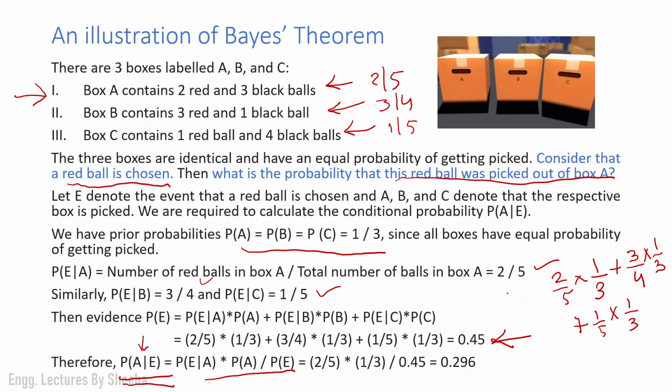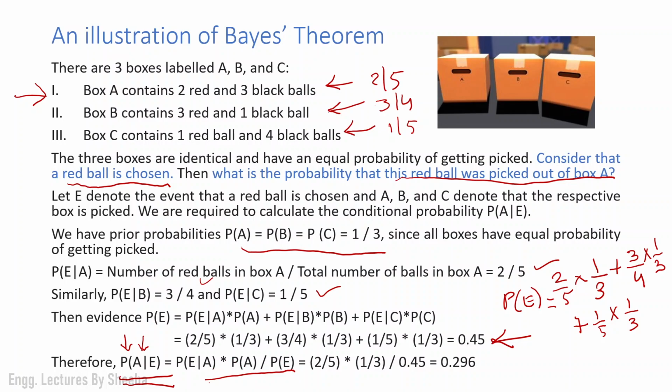This is the probability of the occurrence of the event. What is that event? The event is getting a red ball. That is the event E. E is that a red ball is chosen. And we are supposed to find whether this red ball is chosen from box A. So that is the probability of E given A into probability of A, divided by probability of E.